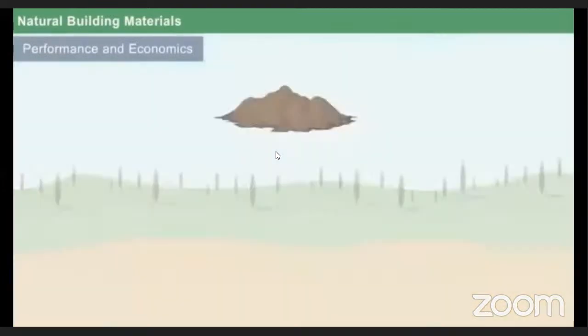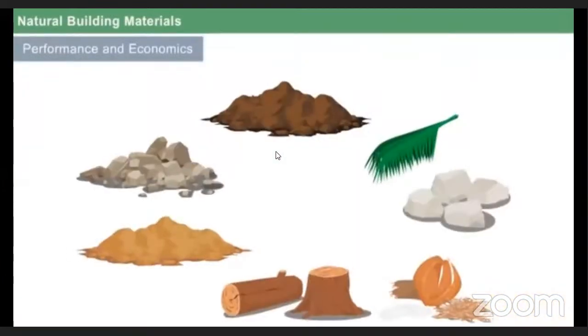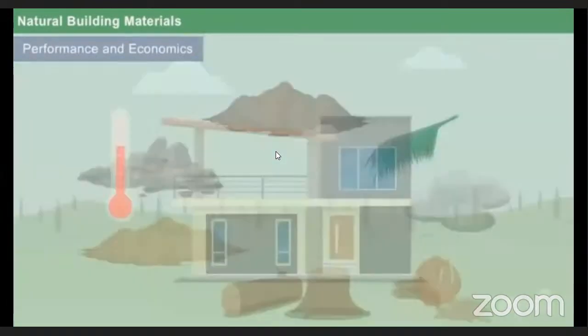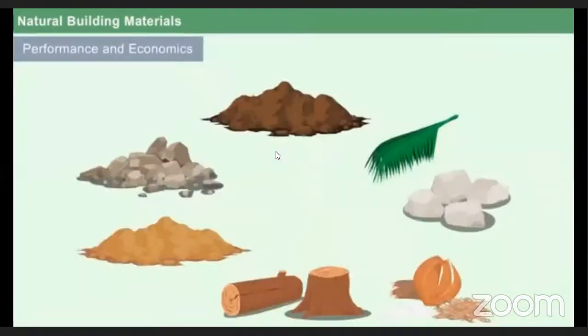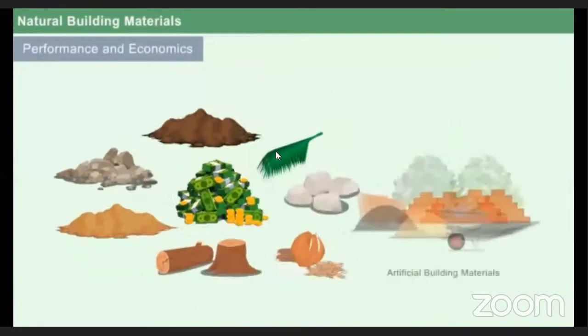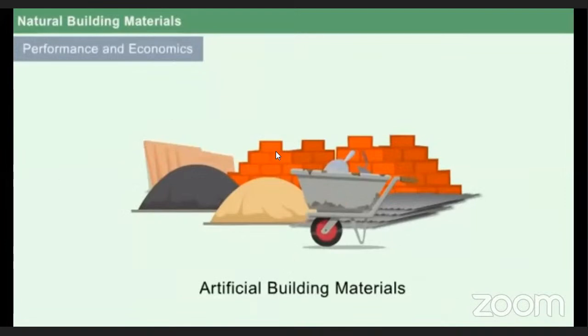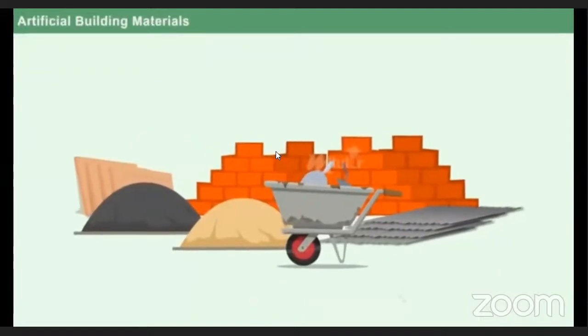Performance and economics of natural building materials. Most natural building materials have good durability due to their natural origin. Apart from that, they are easily accessible to repair and maintain a stable temperature irrespective of the seasons. Since such materials are naturally available, they are very cheap when compared to artificial building materials. But they soon started becoming extinct, which paved the way for mankind to invent artificial building materials.